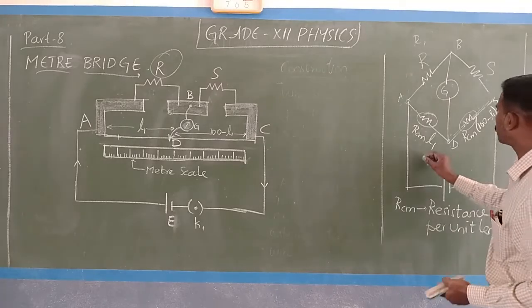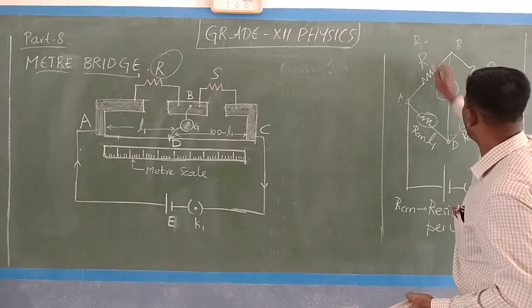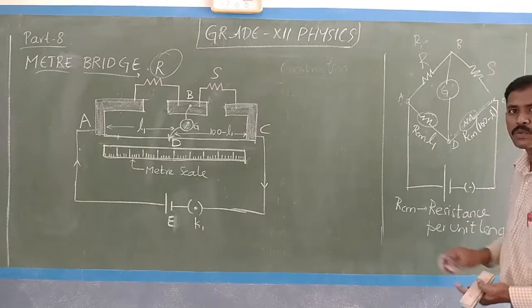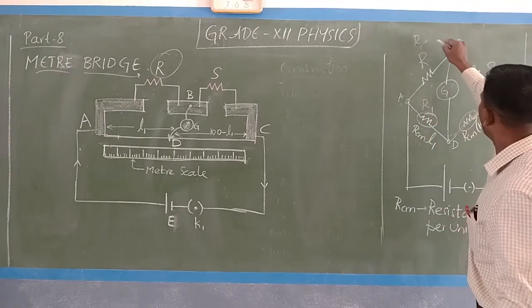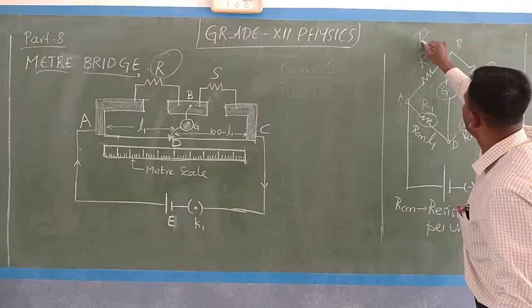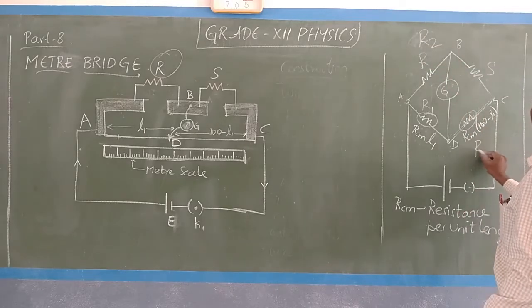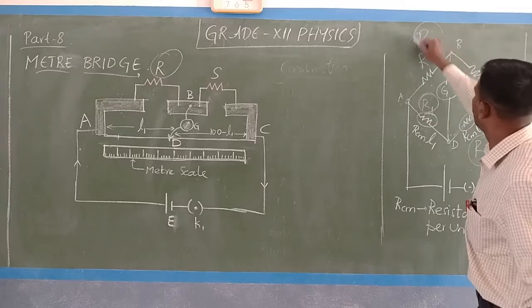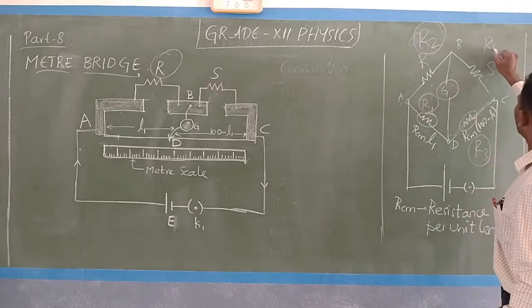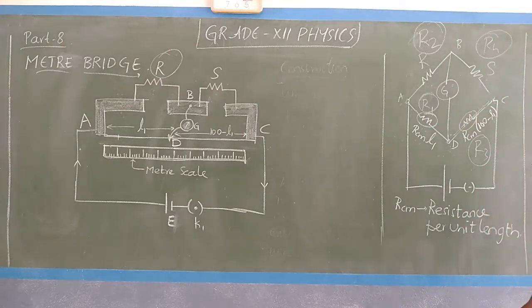So if this is Wheatstone's bridge, what is the arrangement? This is R1, R2, R3, R4. That's the Wheatstone's bridge arrangement.